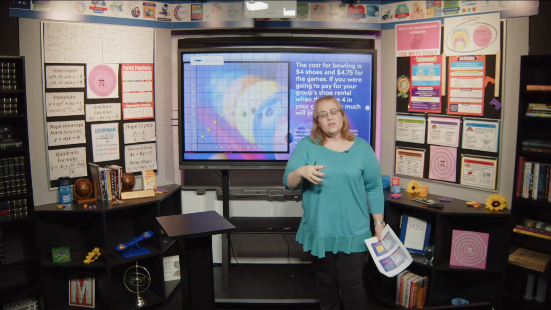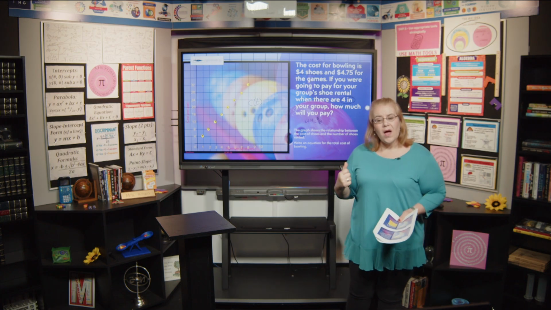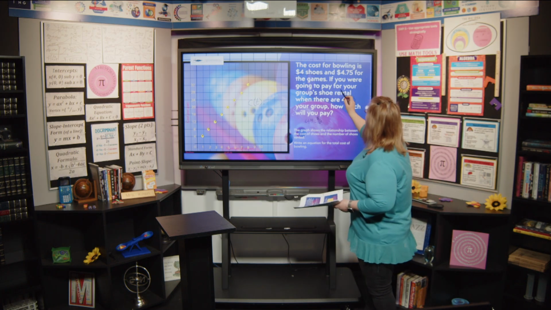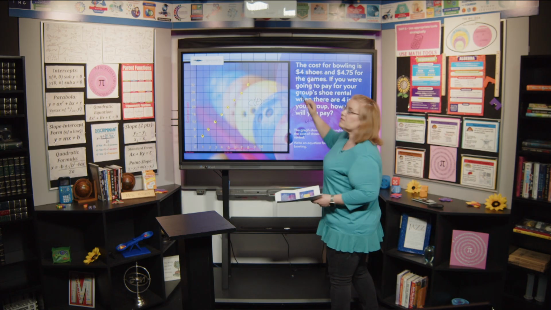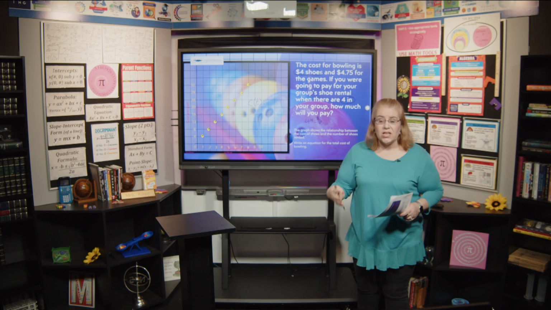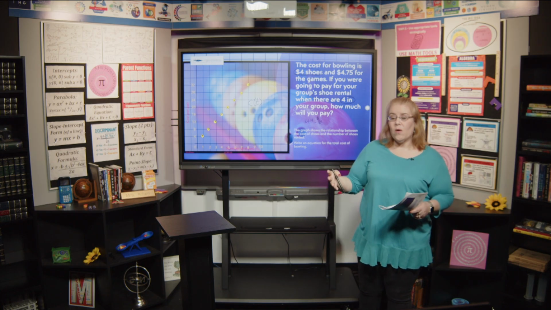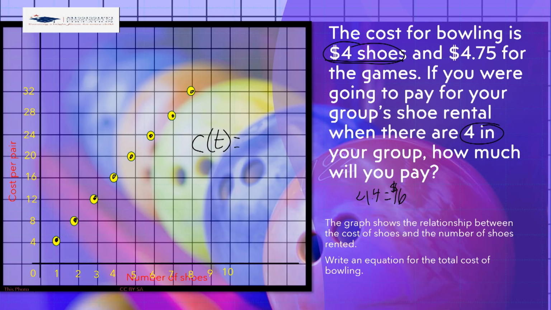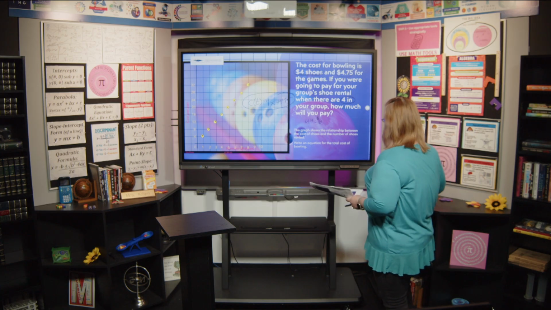Now, how did we say in previous lessons that we would write this equation? Well, it tells me each shoe is $4. So that's going to help us with our change from each point. We know that change to be our slope. So 4 times whatever our number of shoes are, and then no matter what, I've got to pay this $4.75. So that is going to be my equation for this total cost of bowling.